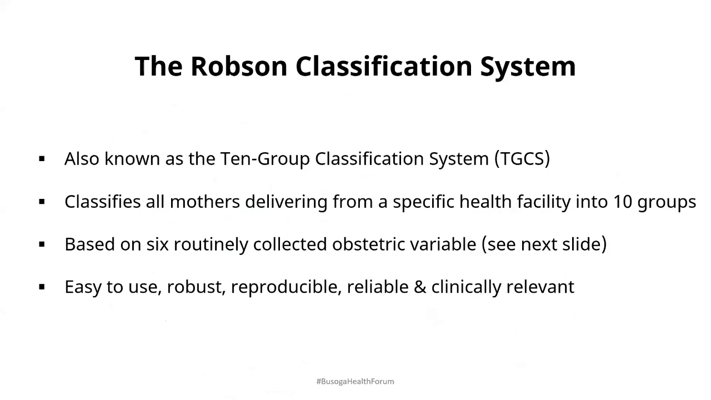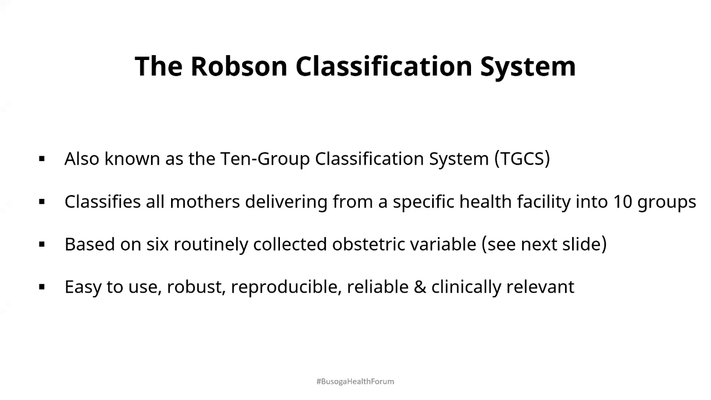So what's the Robson classification now? In the literature, different scholars have given it different names, but importantly to note, it can also be called the 10-group classification system, simply because it classifies all mothers delivering from a specific facility into one of the 10 groups, as we are going to see.